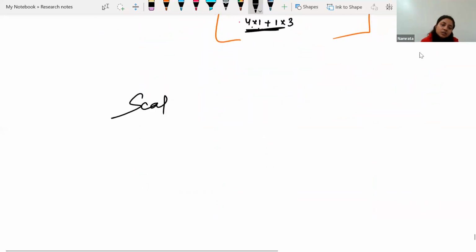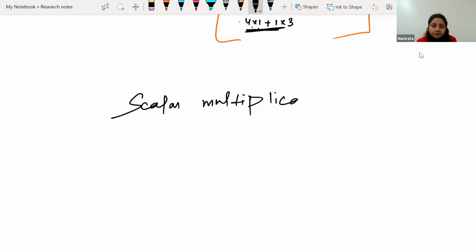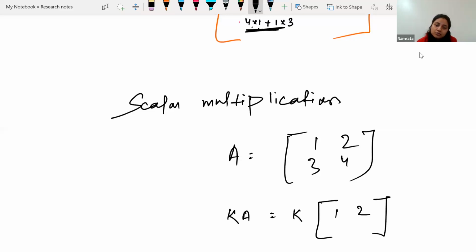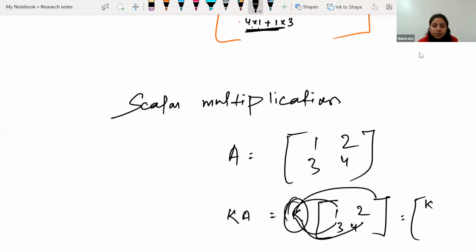Scalar multiplication. Whenever we have to multiply a scalar, like any number, with a matrix, let's say A is 1 2 3 4, and we have to multiply k with A, k is just a scalar, so we multiply k with the given matrix 1 2 3 4. The result will be that k gets multiplied with each and every term. So it becomes k, 2k, 3k, 4k. And similarly, we can take out the common factor also. Okay. Now the diagonal matrix.